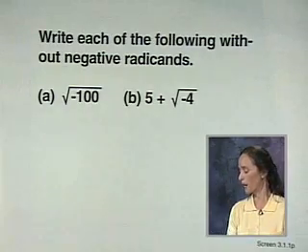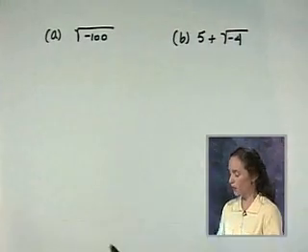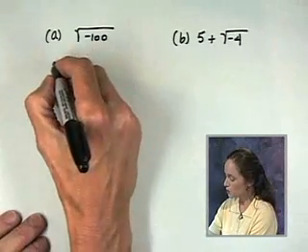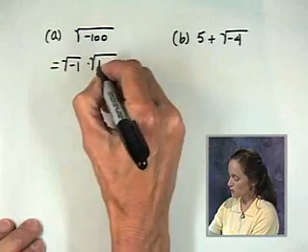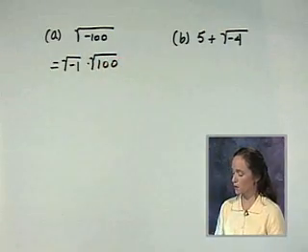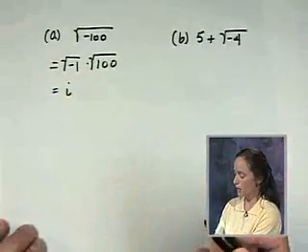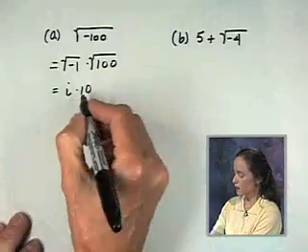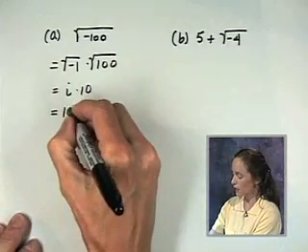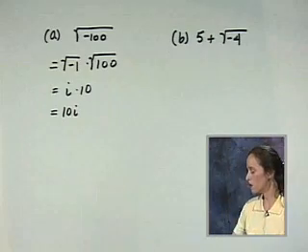Let's work on part A first of all. Part A says the square root of -100. We can break that into two pieces: the square root of -1 times the square root of 100. The square root of -1, as we wrote down earlier, is represented by the letter i. The square root of 100 is 10. Conventionally, we write the i to the right of the number. That's 10i.